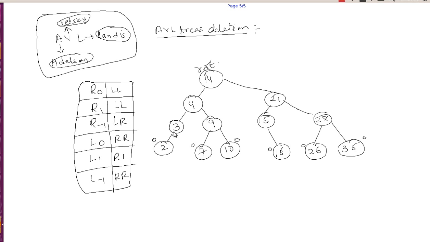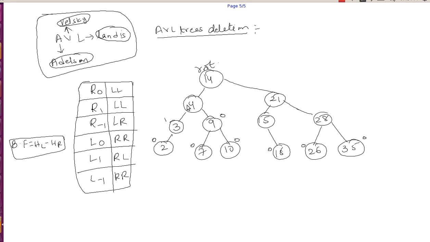So usually the balancing factor is calculated as height of the left subtree minus height of the right subtree. So here what is the height? You have only one level, which means the height of the left subtree is 1. Here you don't have any level, so the height of the right subtree is 0. So 1 minus 0 is 1. Then here you have one level on the left hand side and one level on the right hand side. 1 minus 1 is 0.